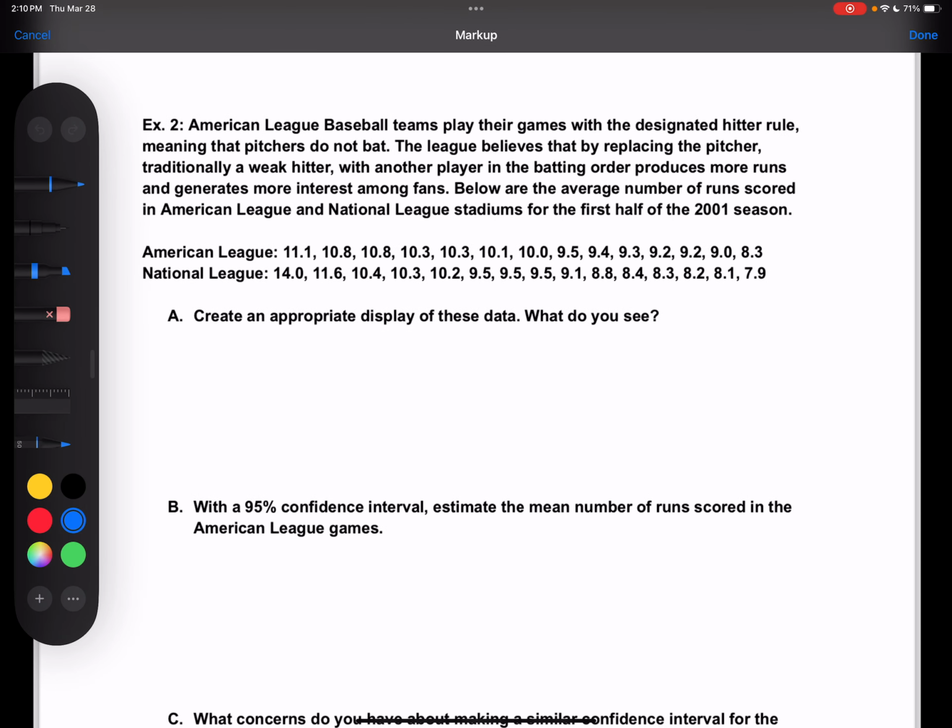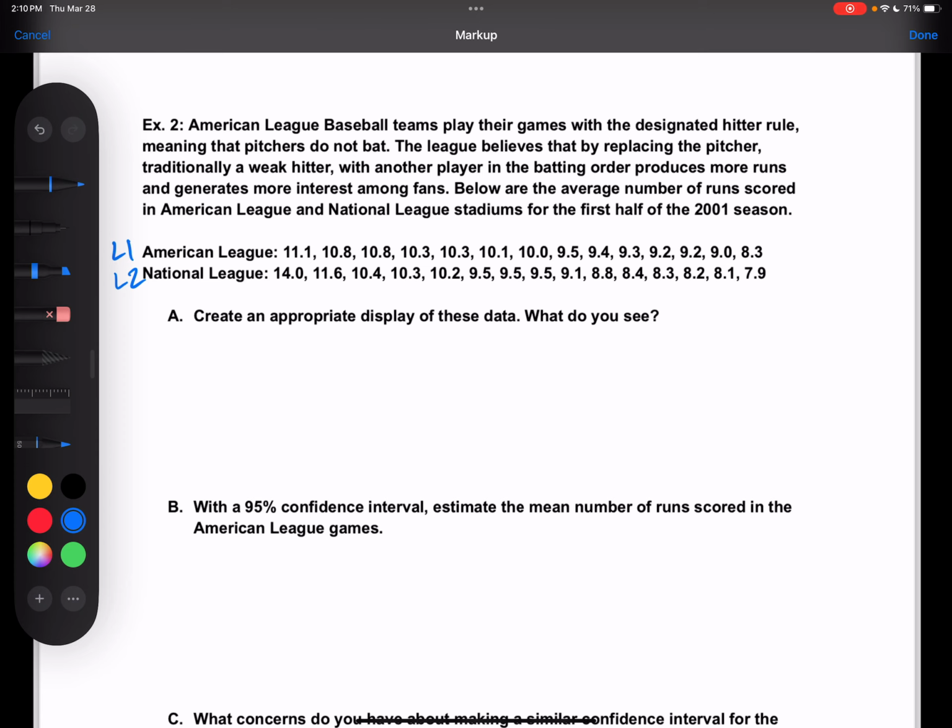So, American League, put in L1. National League, put in L2. And you're going to need a 2 sample T interval for these. We repeat the ones that are. Will we repeat the ones that are? Yes. Every time it's there.